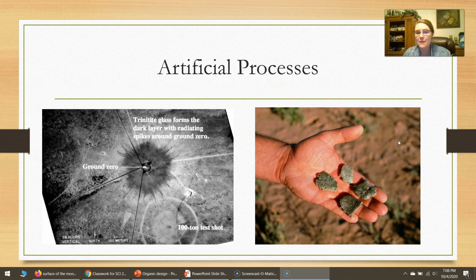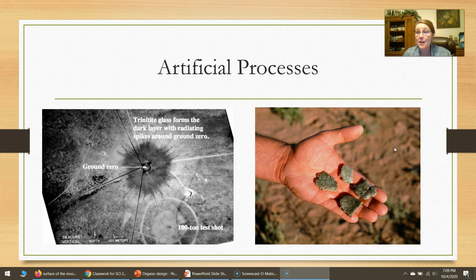So this is one of my favorite examples of an artificial process that has shaped landmarks on this planet. So here is where ground zero was for the nuclear test that took place at the Trinity site in New Mexico during the Manhattan Project before World War II ended. And where they detonated the bomb, there's actually a new type of rock that formed underneath where the blast was. It's called trinitite. This is how you spell it if you want to look it up. You can buy pieces of it.